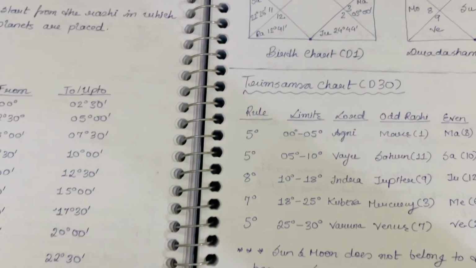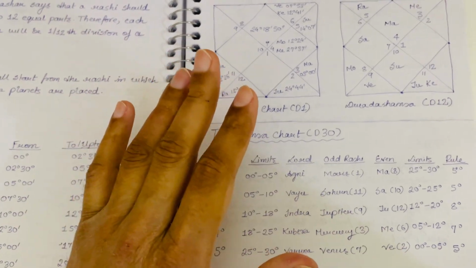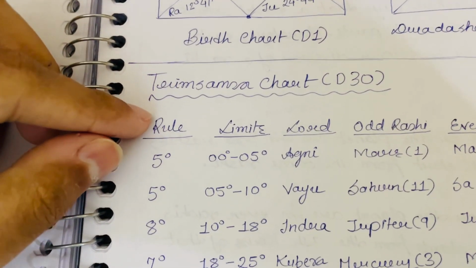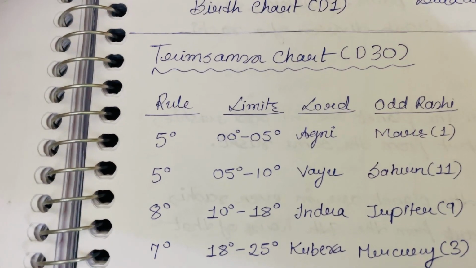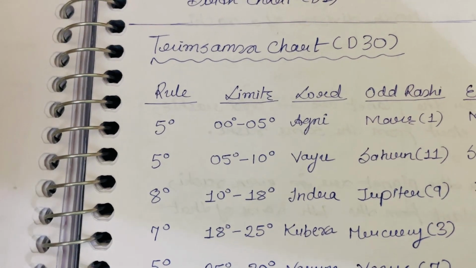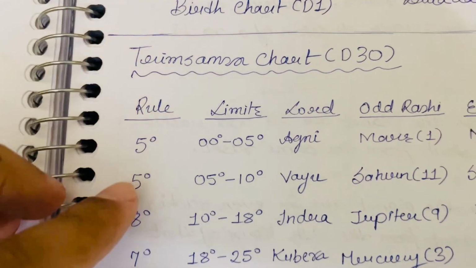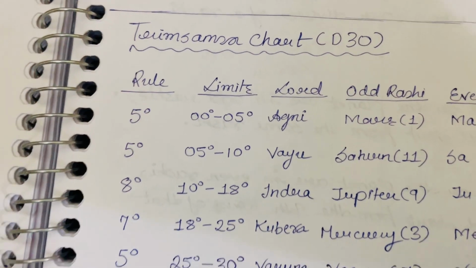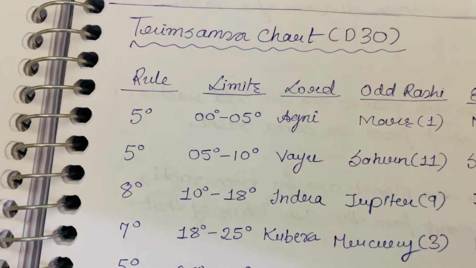Again, the notes which I am using are my personal notes, my fair notes. The first column that you see is the rule that I had initially discussed, and I had communicated that there is a 55875 rule whenever you will be creating the Trimsamsa chart. So start from the very beginning. These are basically the range of a particular limit.